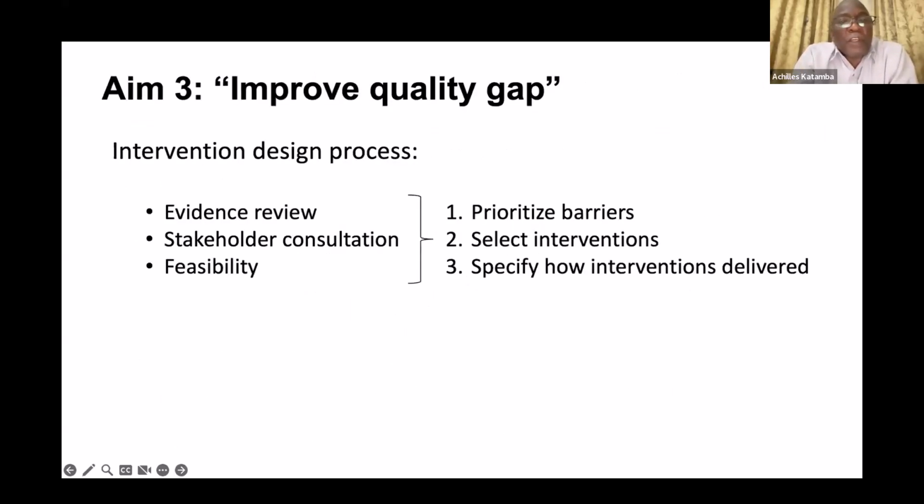So to improve the quality gap, in this case, we had to design the intervention based on those recurring themes. And we had to review the evidence that exists in the literature to guide us in the development of the intervention, but also stakeholder consultation. It's very important to work closely with the National TB Program and other stakeholders to come up with something that would be feasibly implemented, so that then prioritize some of those barriers and select interventions and specify how these interventions would be delivered.